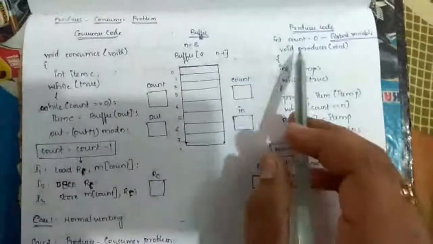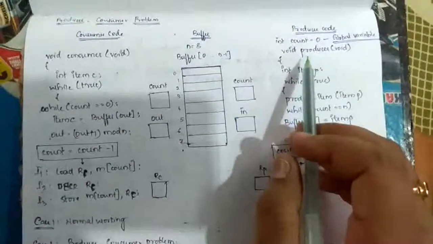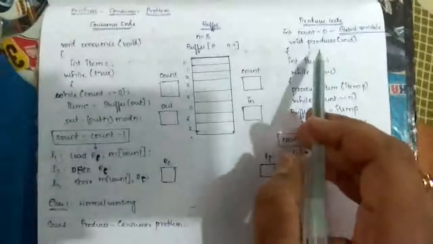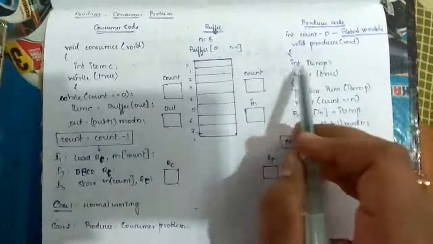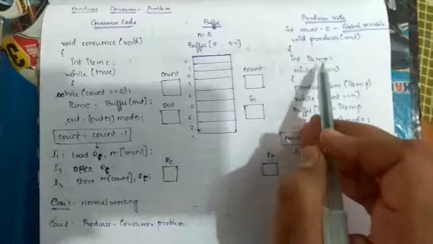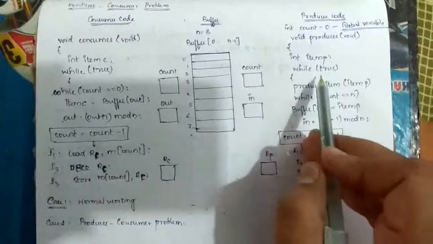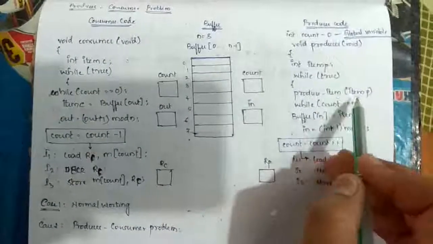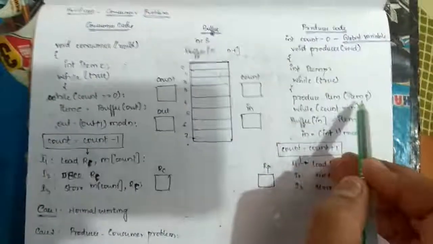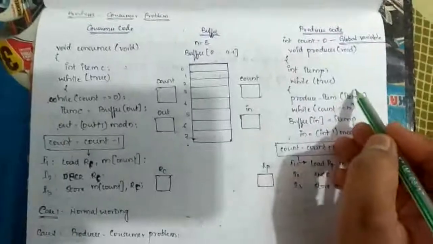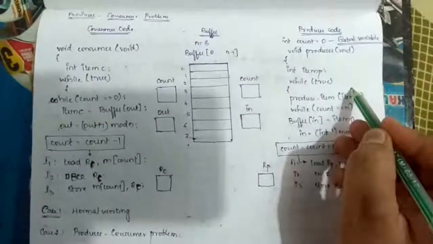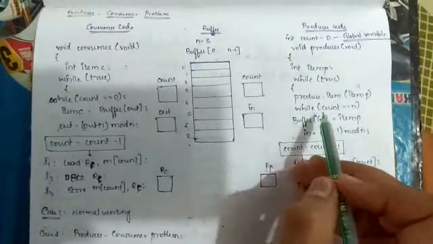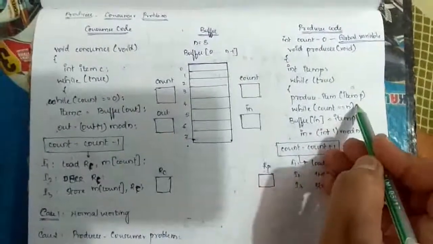Now here the producer wants to produce an item. Since this is a normal working condition, the producer comes inside the function, int item p, which is a variable. While true, the condition always stands true. The producer is producing an item here. What item is it producing? Item p. Initially, the first item that is produced by the producer, I denote as a. Now, while count double equal to n, is count double equal to n?